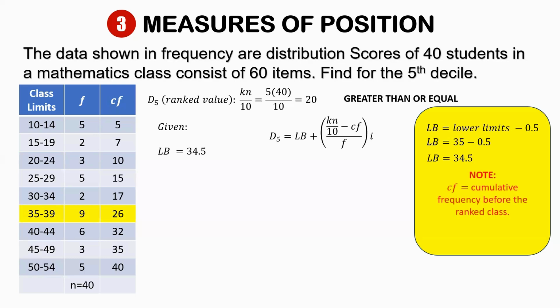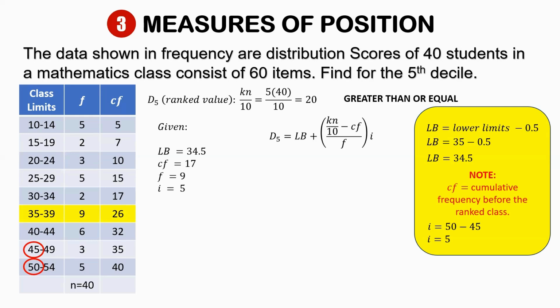Now let us take a look for the cumulative frequency. But take note, that is the cumulative frequency before the rank class. So that is equal to 70. How about the frequency? The frequency here is the frequency of the rank class, so that is equal to 9. The interval is the same we did earlier: i is equal to 50 minus 45, that is equal to 5. So that will be our interval.